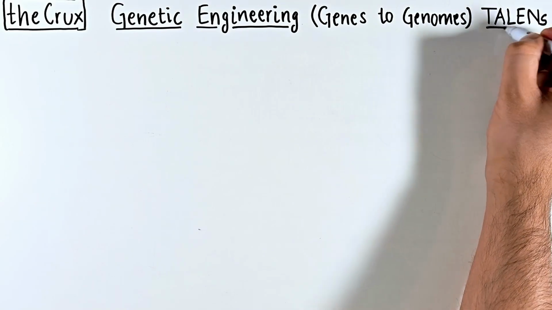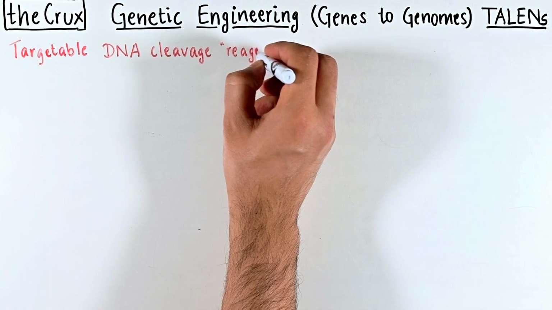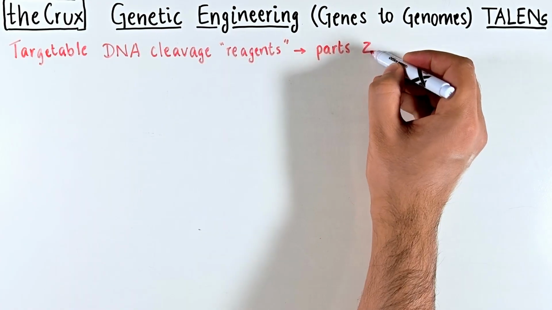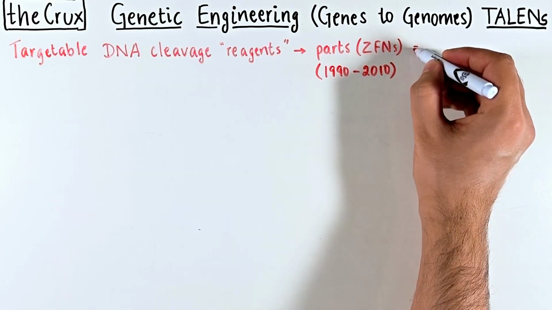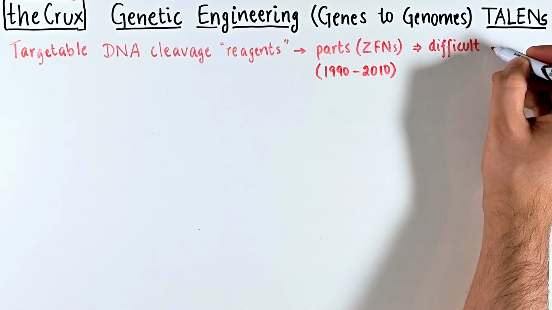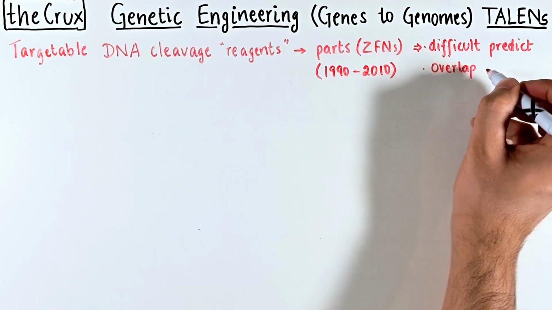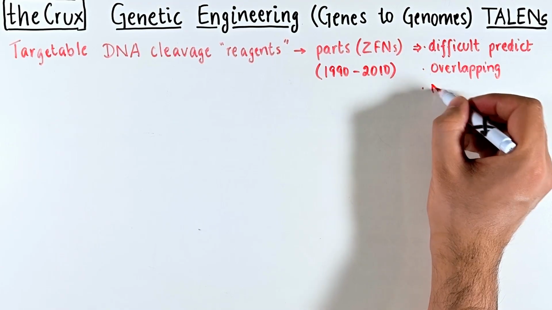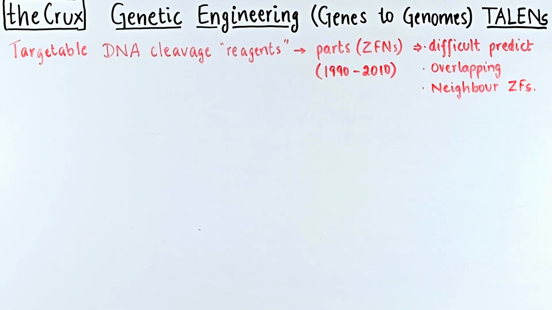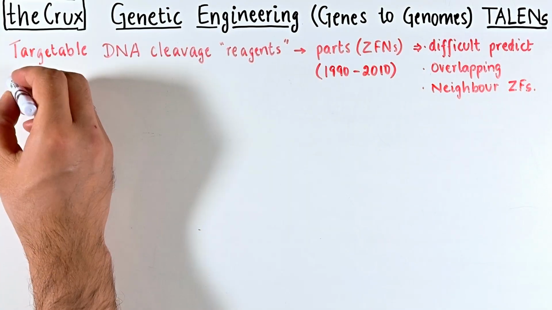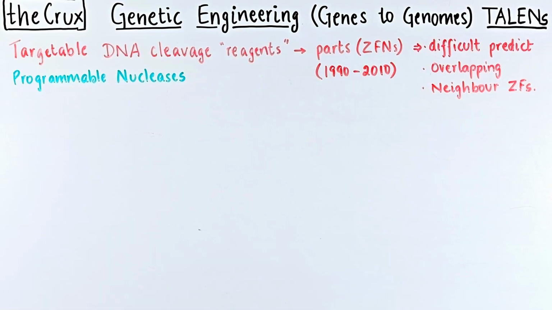TALENs are also a class of DNA cleavage reagents, which were synthetically built from parts, conceptually similar to ZFNs. ZFNs were popular until 2010, but they were difficult to engineer, and editing outcomes from ZFNs are often suboptimal. In the ZFN video, I also discussed how ZFN modules have an overlapping influence on each other. TALENs actually solve a lot of the problems posed by ZFNs.